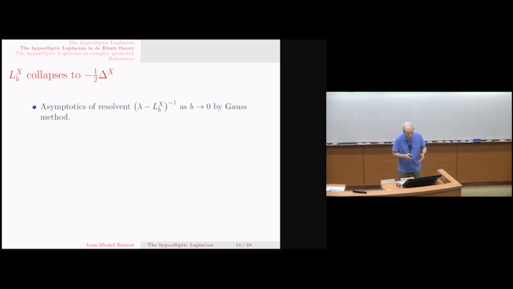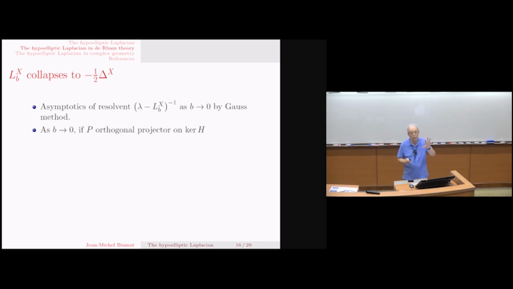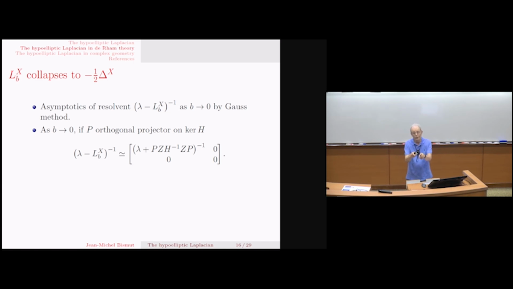So when you have a 2 by 2 matrix, where the pieces are matrices, you can invert the matrix. That's by Gauss method. And what you find is that for the behavior of the resolvent, which is simply lambda minus L_b to the power minus 1, you just add a constant and you invert. What you find is that the resolvent, when b tends to 0, actually concentrates on the kernel of H. This is just finite dimensional algebra.